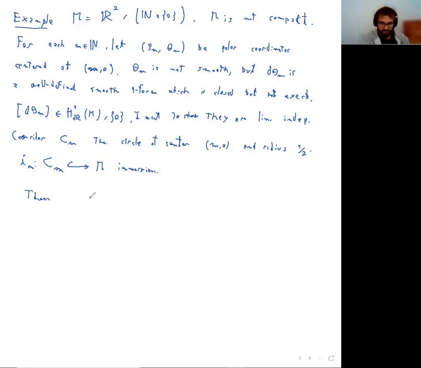Then when you integrate this form along this C_M, which, okay, technically you can do, you always have to put this i star before, what you get is 2 pi times delta_{iM}. Meaning that if you take the integral over the correct hole, you get 2 pi. And if you take the integral over the wrong hole, then you get 0. But this immediately proves they're linearly independent.